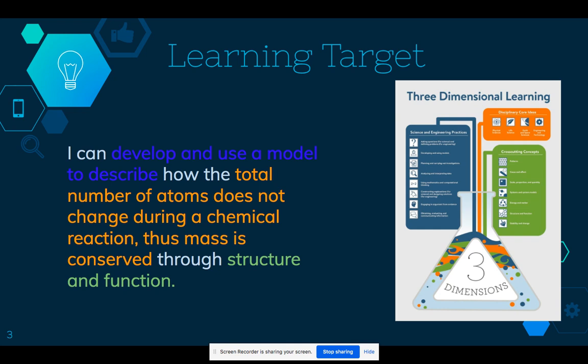But if we were to put the balloon over top, we could capture them. And those atoms have weight, and that is what mass is. Mass is weight. So basically what it's saying is just because they rearrange during a chemical reaction doesn't mean we're losing them, unless they turn into gas and we're not capturing it. So the mass shouldn't change before and after a chemical reaction happens. And then through structure and function: that's just looking at the structures of the atoms that we're looking at. And then the function will be, when the chemical reaction happens, how are they rearranging?